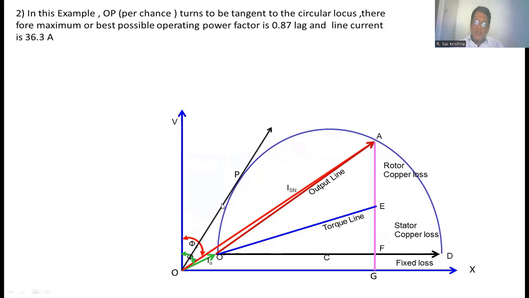Once we get the length OP, by means of the current scale we convert it into amperes, and you're getting 36.3 amperes. You measure this angle, and the cos of that angle, you are getting 0.87 lag.